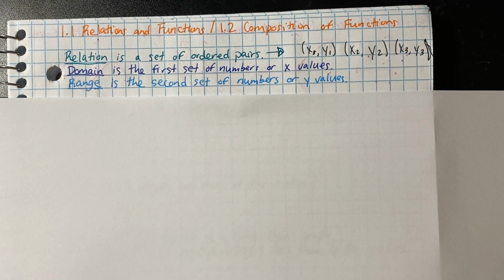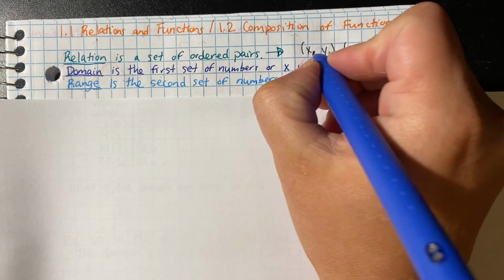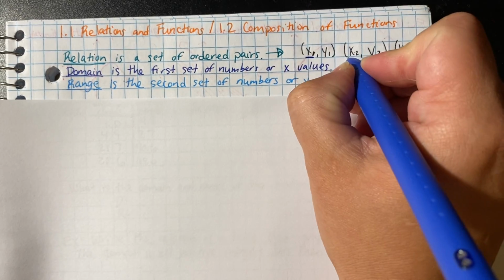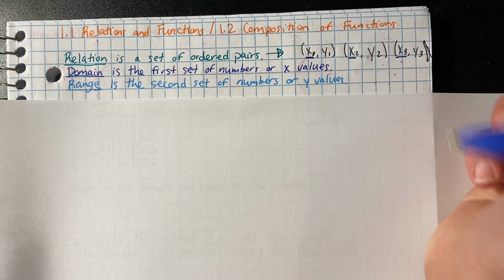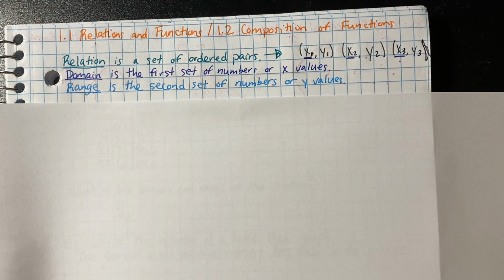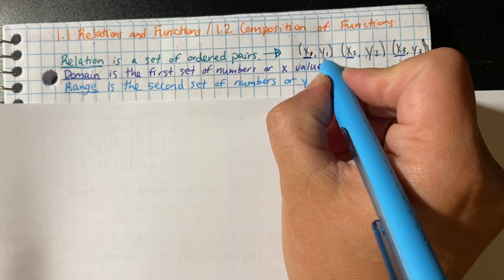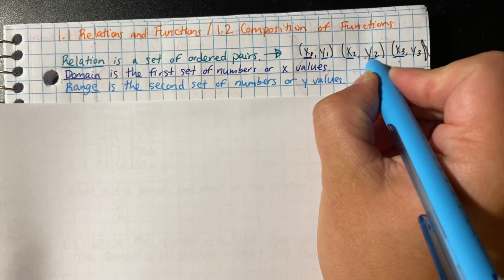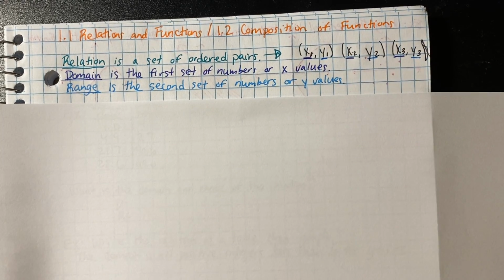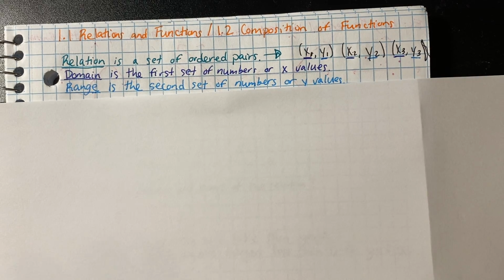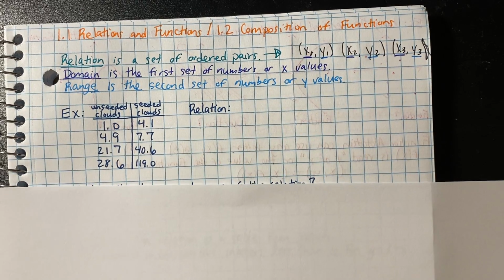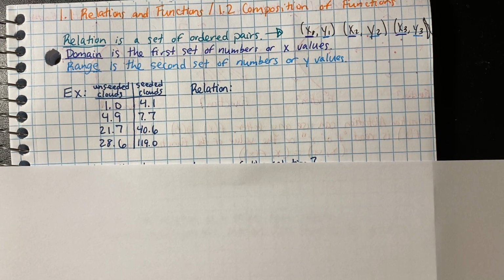Also, I hope you enjoy my colors. Okay, so the domain is going to be the first number, and your range is going to be the second number. Okay. All right. So here is an example.